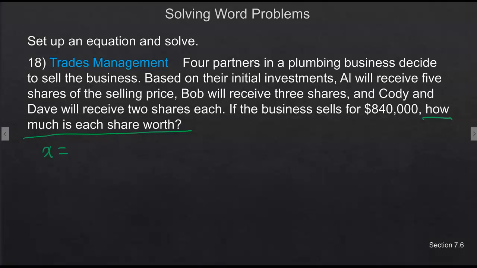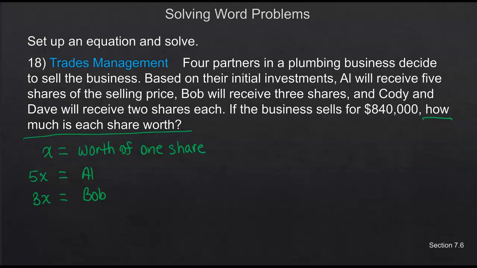So X is going to be the worth of 1 share, right? And then it told us that, wait a minute, not Bob, Al will receive 5 shares. So Al gets 5 times X. That's Al's. And then Bob gets 3 shares, so 3 times X. And last we have Cody and Dave, and they get the same amount, and that's 2 shares, so 2X for Cody, and then 2X for Dave.